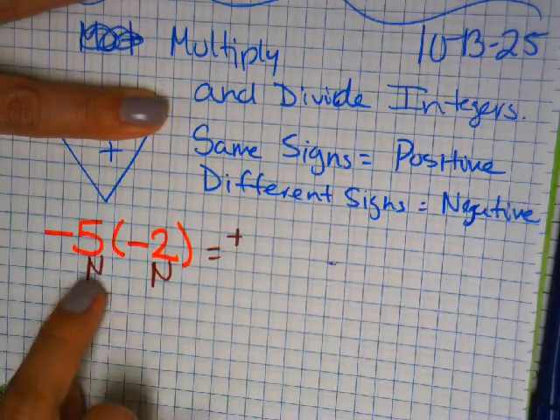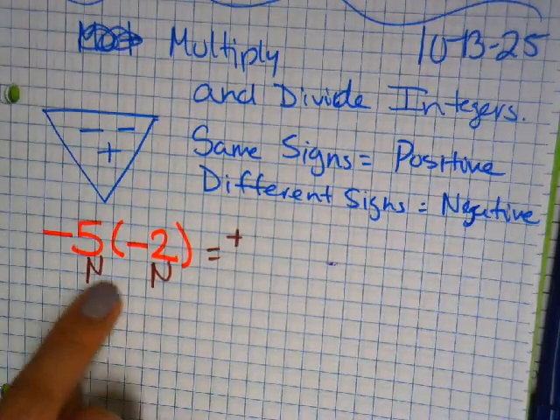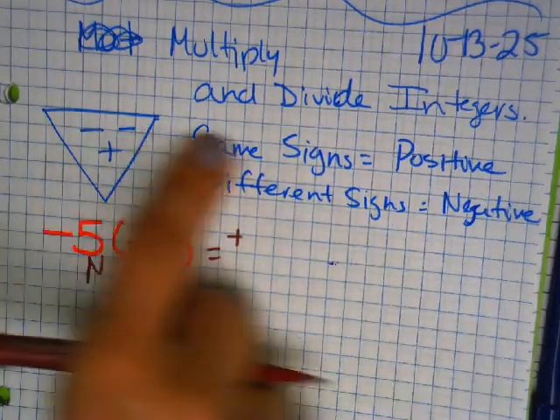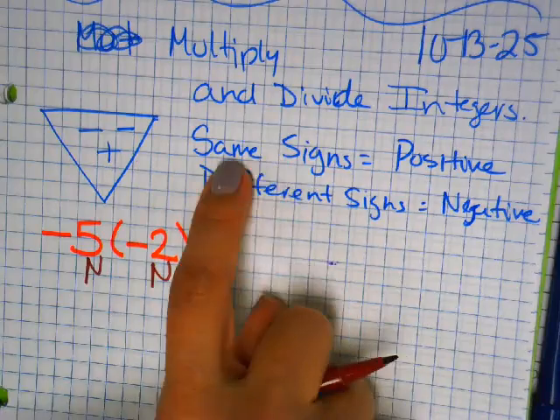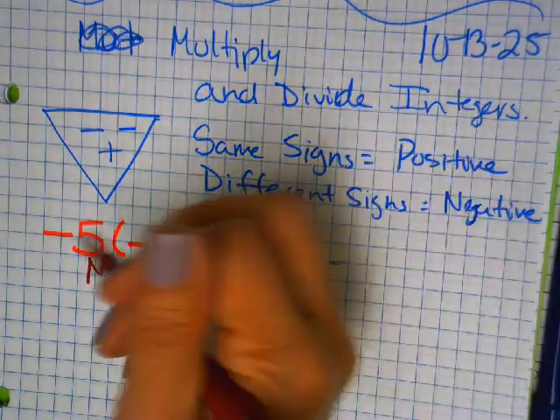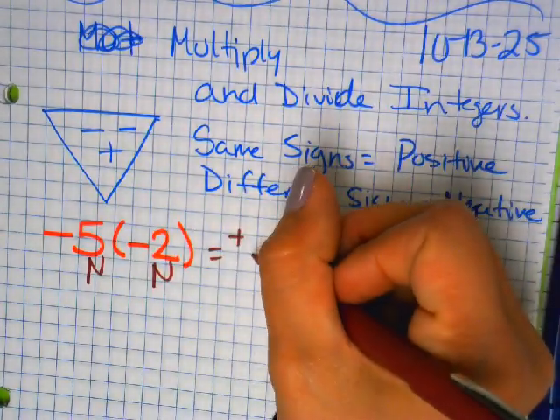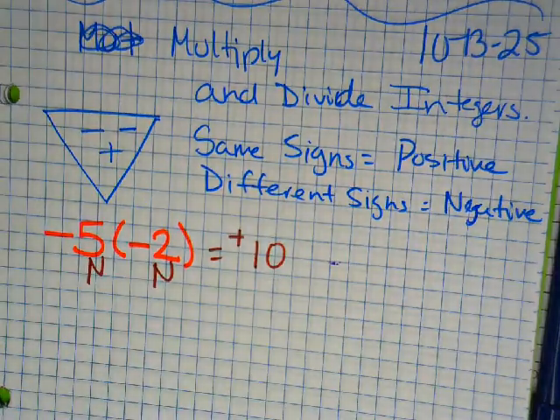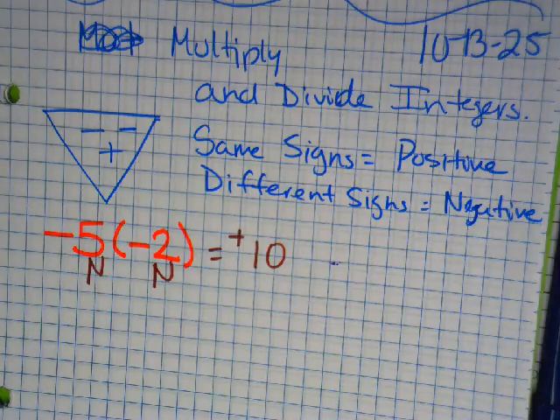Or you could look at the letters. Are they the same letters or different? Same. So it says here if they're the same, it's a positive answer. If it's the same sign, it's positive. So what's 5 times 2? 10. So my answer is positive 10. So if I have two negatives, my answer is actually going to be positive, which is not the same thing for adding, right?